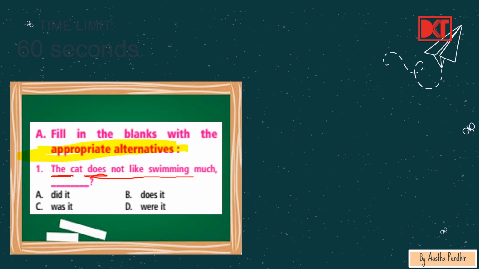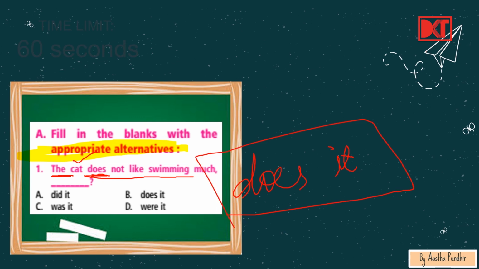So here the subject is cat. Cat is what? Third person, singular, neutral. So we use the subject it. And the auxiliary verb here is does. So we use does it. The question tag is does it. The correct answer is B. Okay, the cat doesn't like swimming, does it?